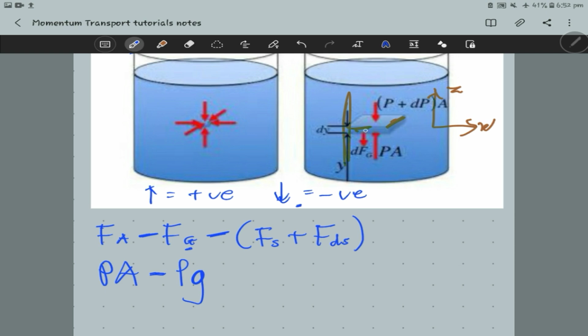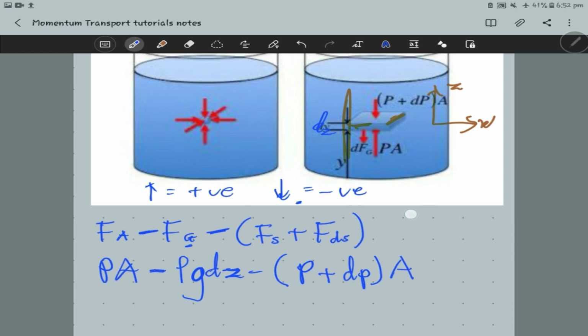Because we're seeing there's a very small thickness here, we say dz, the thickness of it. There's the body force that we're talking about. And then we have this one right here, which is already represented there, P, and then small p, the small size of it. And then we have area, the area of the small volume that we're talking about here.